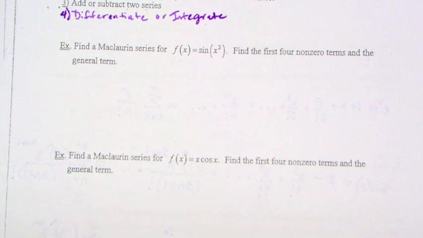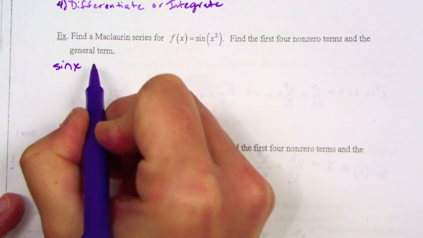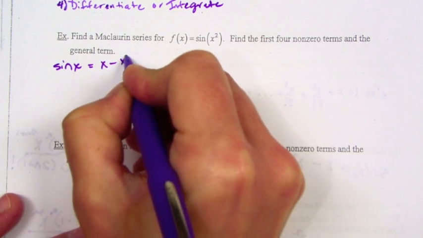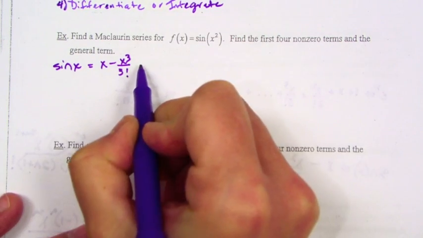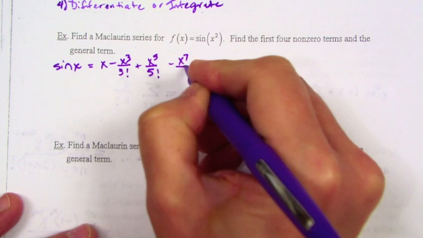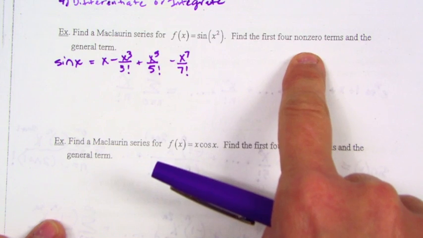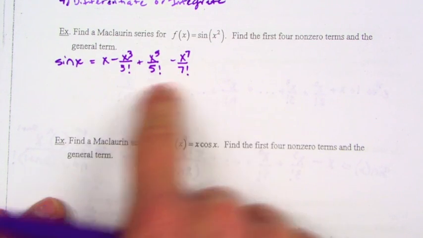Sine of x. You might want to, on your paper, write down sine of x first. Because when I do sine of x squared, what am I going to put in to sine of x everywhere there was an x? X squared. An x squared, okay? So that's what I'm going to do first. You don't have to if you don't want to. I'm going to write sine of x. And I've got x minus x cubed over 3 factorial plus x to the 5th over 5 factorial minus x to the 7th over 7 factorial. I wrote that many because it asked me to find the first four non-zero terms. So I went ahead and wrote 4 terms for sine of x.